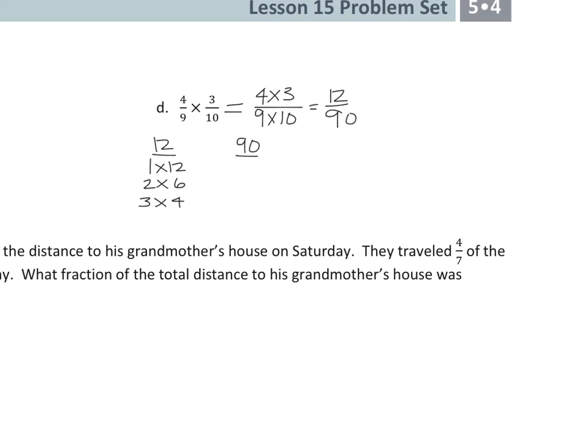So we do know that 1 times 90 is going to work, but we're never going to use 1. We don't want to use 1. So let's talk about 2. 2 is going to work because 90 is an even number. So if you think of 90, you cut it in half. So 2 times 45 would give us 90.